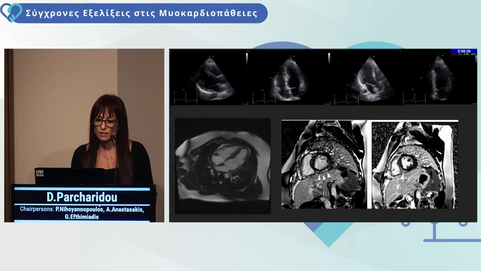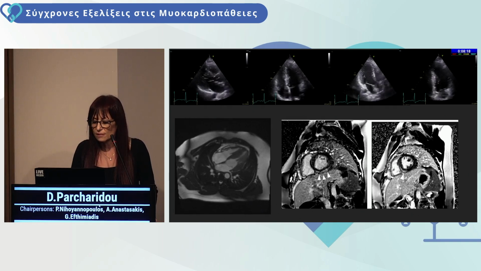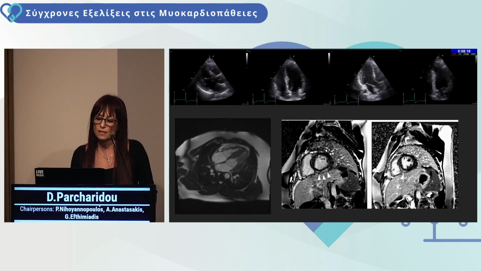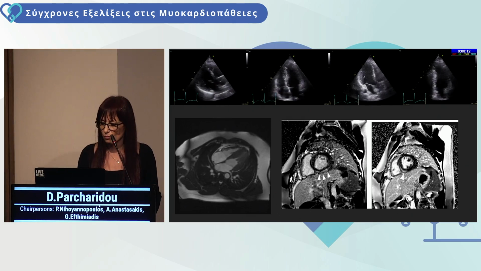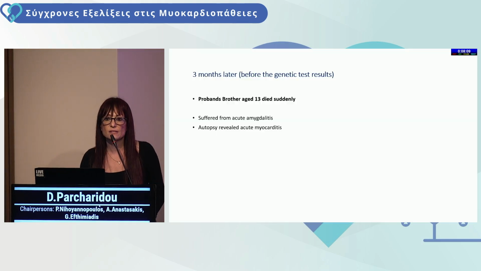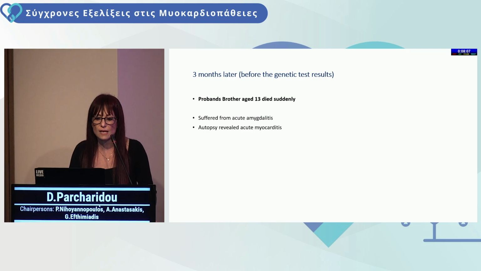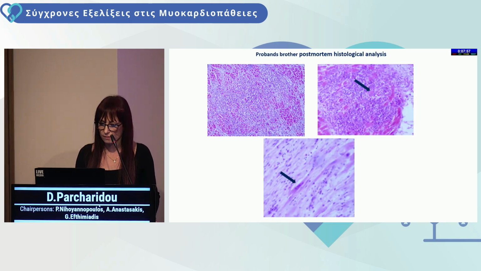Now you can see the echo of the boy, and it is a normal echo, normal ejection fraction, normal dimensions, everything looks normal. But as you can see from the MRI, there is a gadolinium enhancement in a subepicardial lesion of the inferior and posterior wall. Three months later, before the genetic test results, his brother died suddenly, aged 13. He suffered from acute amygdalitis, and the autopsy revealed acute myocarditis.